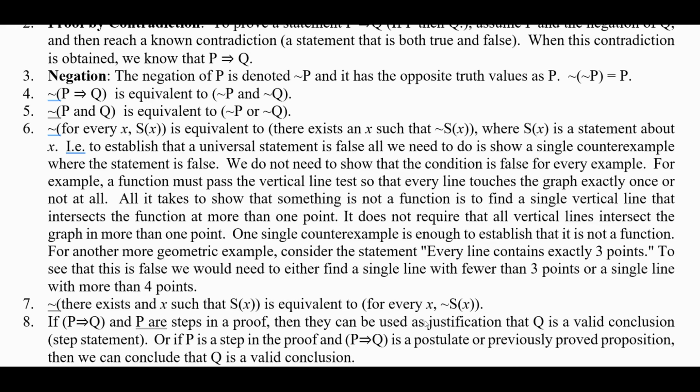For a more geometric example, consider the statement, every line contains exactly 3 points. To see that this is false, we would need to find either a single line with fewer than 3 points, say maybe only 1 or only 2 points, or a single line with more than 3 points. That's 4 or more.